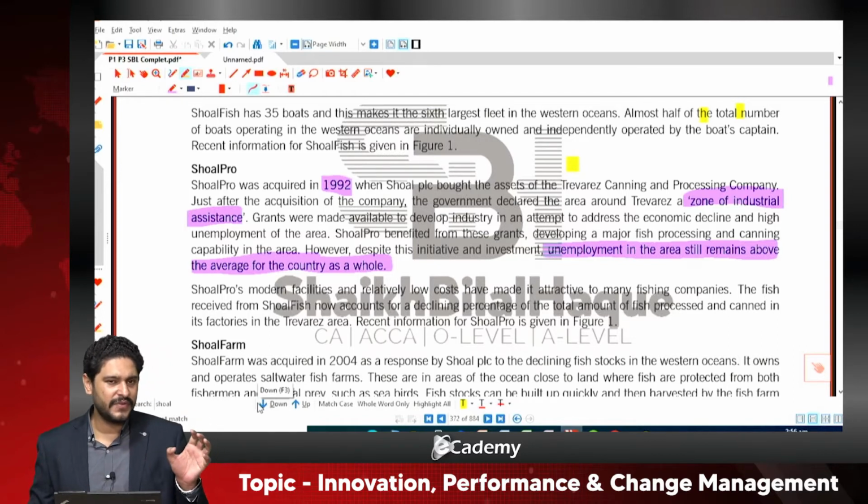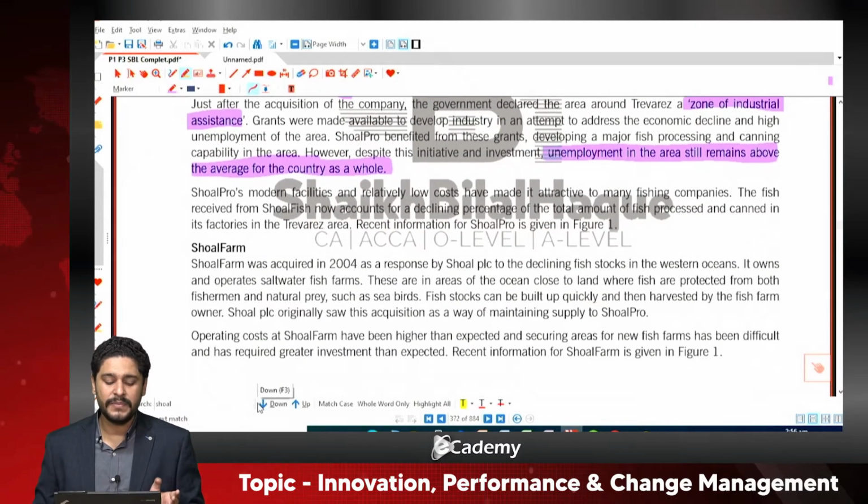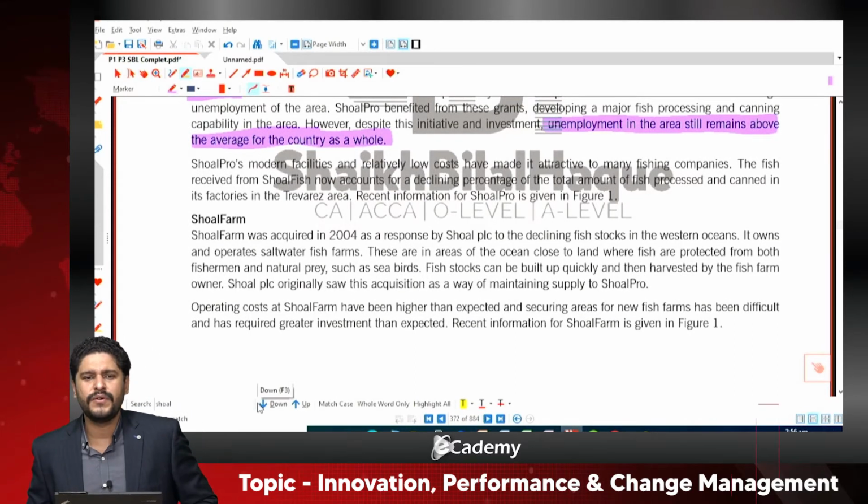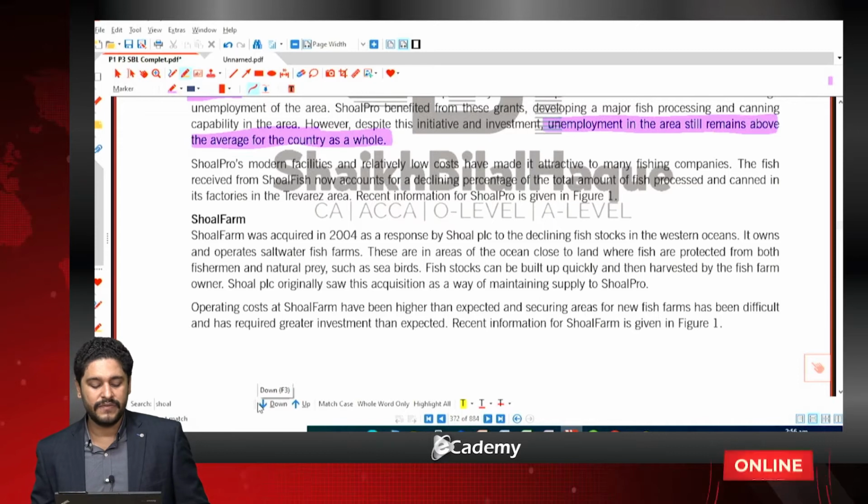They will be catching their fish from the Western Ocean, and this company has surprisingly become the 6th largest fleet in the Western Ocean. They will also have some farming facilities to provide the maximum amount of fish in case the Western Ocean is not able to provide that ample amount in order to fulfill the demand.